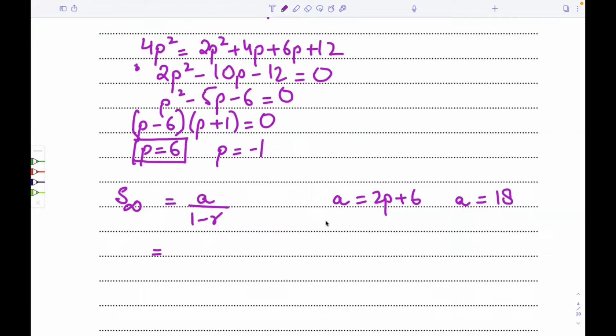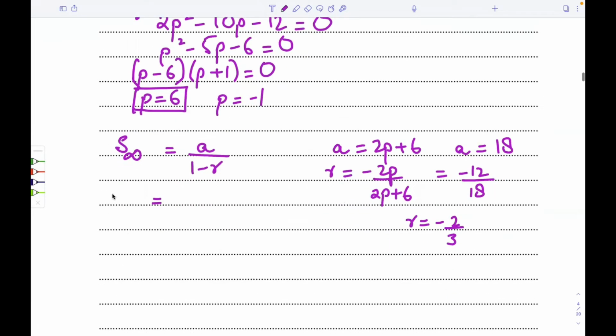The common ratio can be taken as −2p divided by 2p + 6. Substituting 6 into the equation, we get −12/18, which makes r = −2/3. Now substituting these values into the formula for sum to infinity, we get 18 divided by 1 − (−2/3).